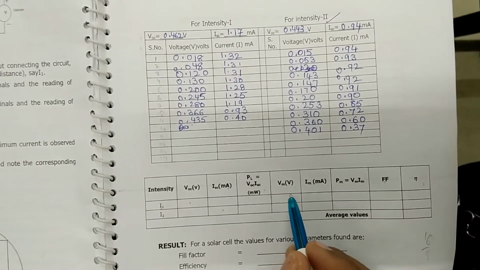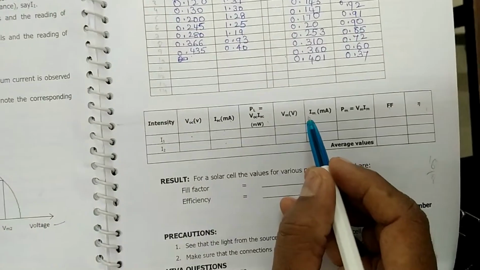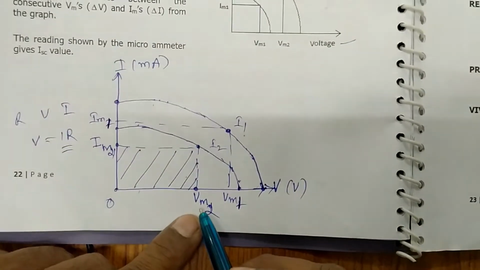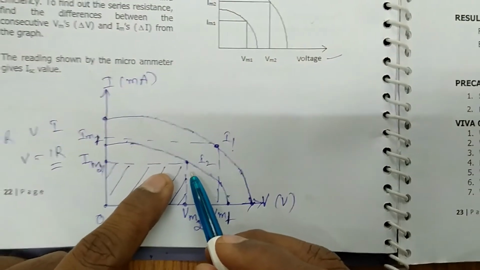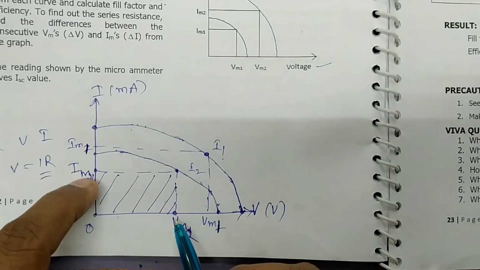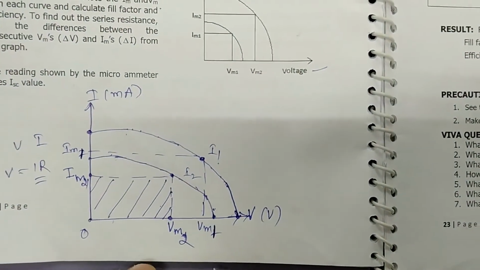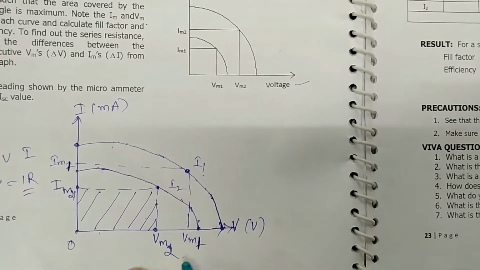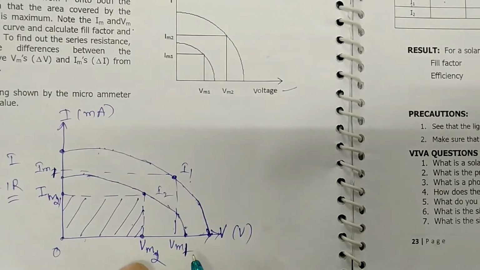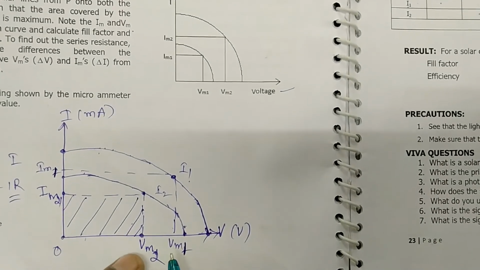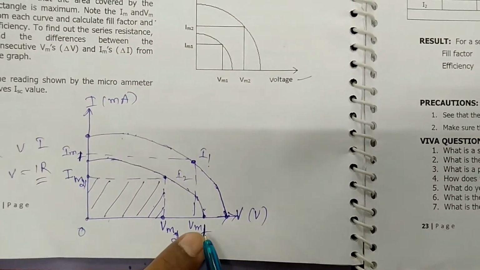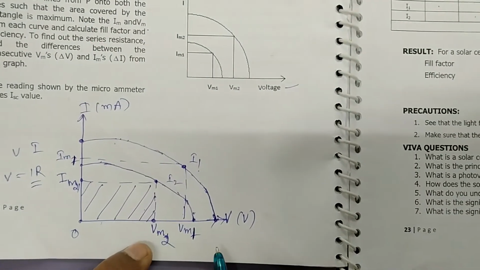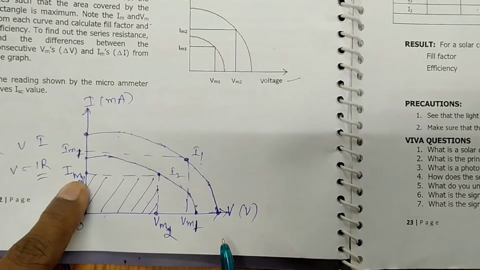Now, note down VM and IM values for the first and second intensities from the graph. We have drawn the graph. You choose a point on the curve so that you get the maximum rectangle, and the corresponding values for the first intensity are VM1 and IM1. For the second intensity, it is VM2 and IM2.